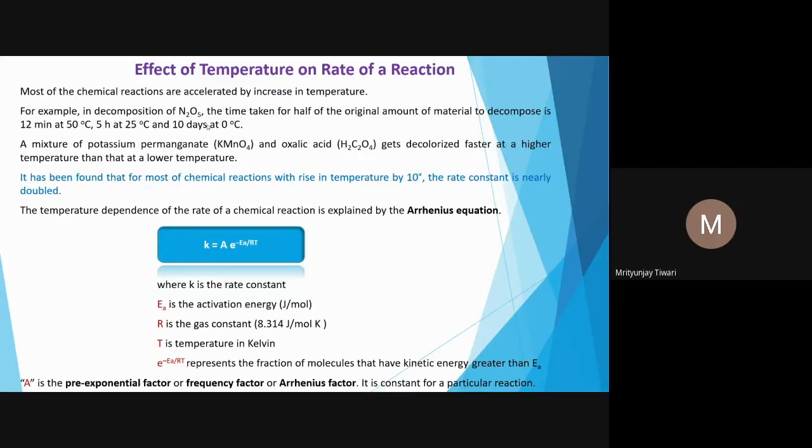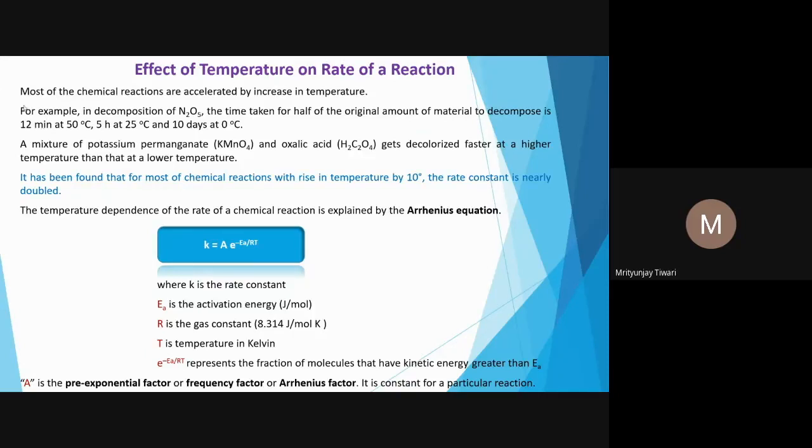Now it became 5 hours at 25 degrees centigrade, and it becomes 10 days at 0 degrees centigrade. So as you increase the temperature from 0 degrees centigrade to 25 degrees centigrade, you see that the half-life time required for the completion of half of the reaction decreases significantly. From 10 days at 0 degrees centigrade, it became 5 hours only at 25 degrees centigrade. At 50 degrees centigrade, it became only 12 minutes. So on increasing the temperature, what we are observing is that the reaction rate is increasing. And if the reaction rate is increasing, it means that the rate constant must be increasing.